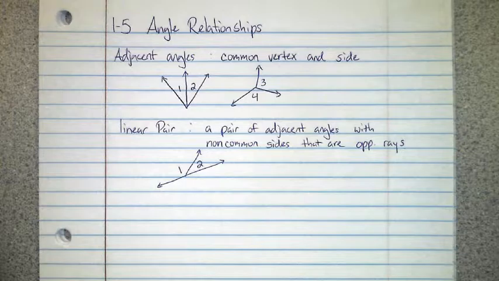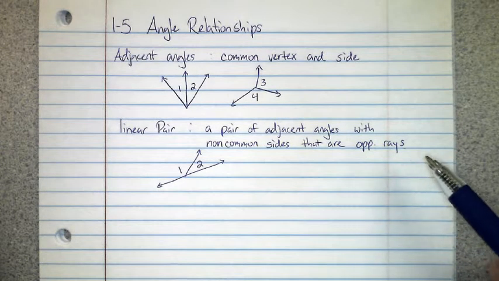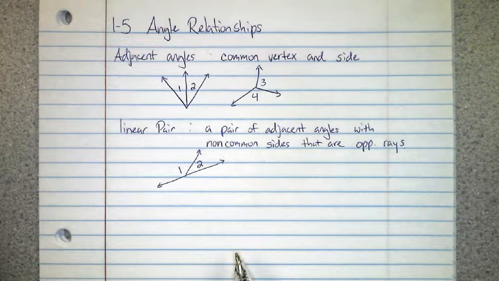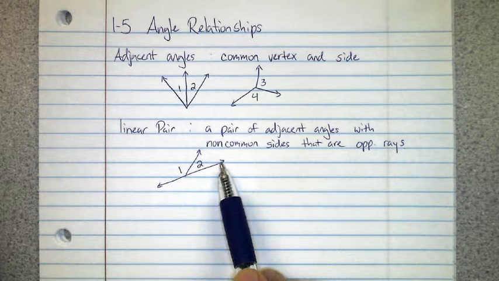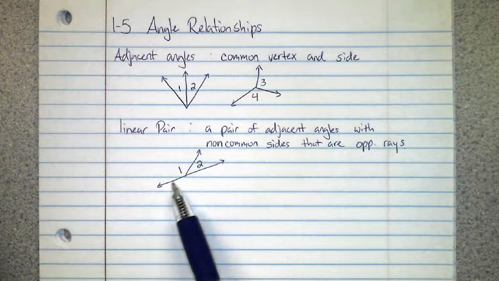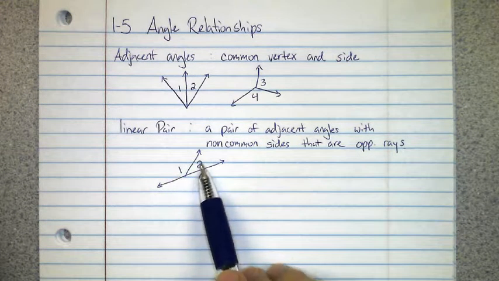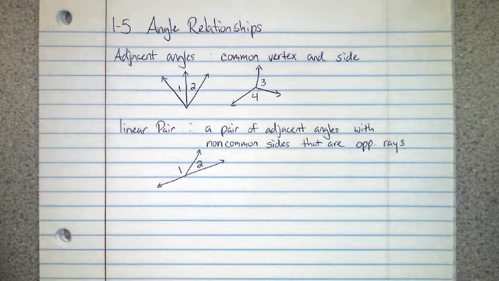Next up, linear pair. A linear pair is a pair of adjacent angles with non-common sides that are opposite rays. Another way to think of that is adjacent angles that are on a straight line. So here are the opposite rays right here, or you can just think of it as a straight line with adjacent angles on it. That's a linear pair.